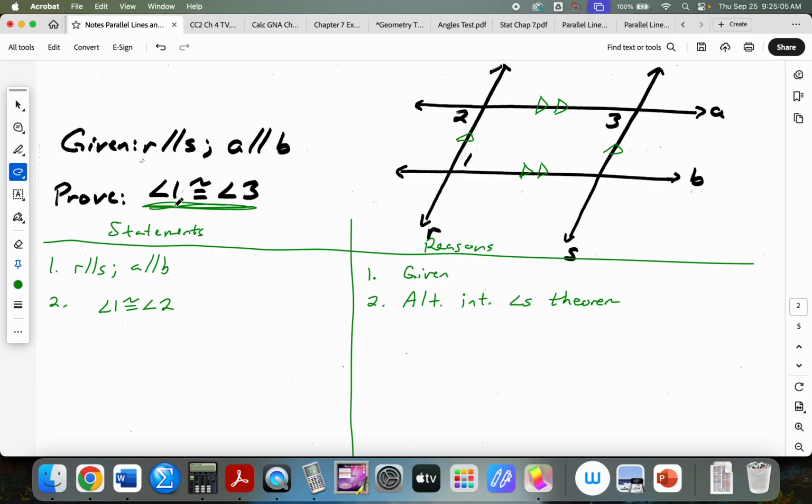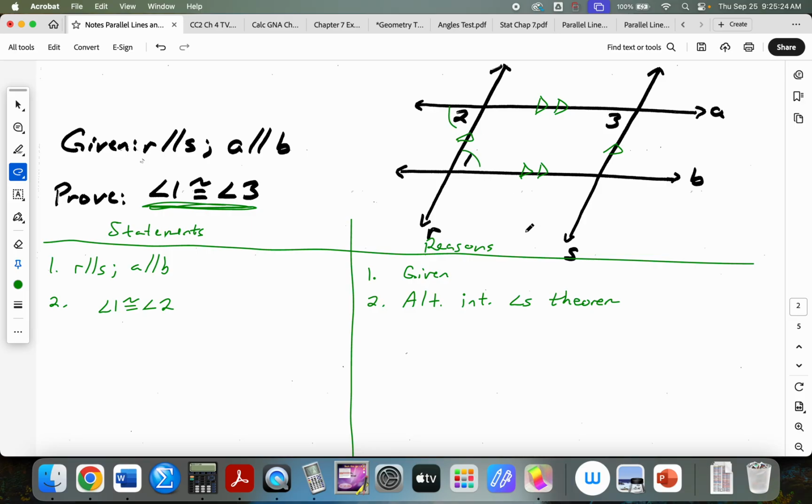Do I have angle 1? Yes. Do I have a congruent sign? Yes. Do I have angle 3? No. I have angle 2 where I want angle 3. I'd like to be able to replace angle 2 with angle 3. Well, let's take a look.